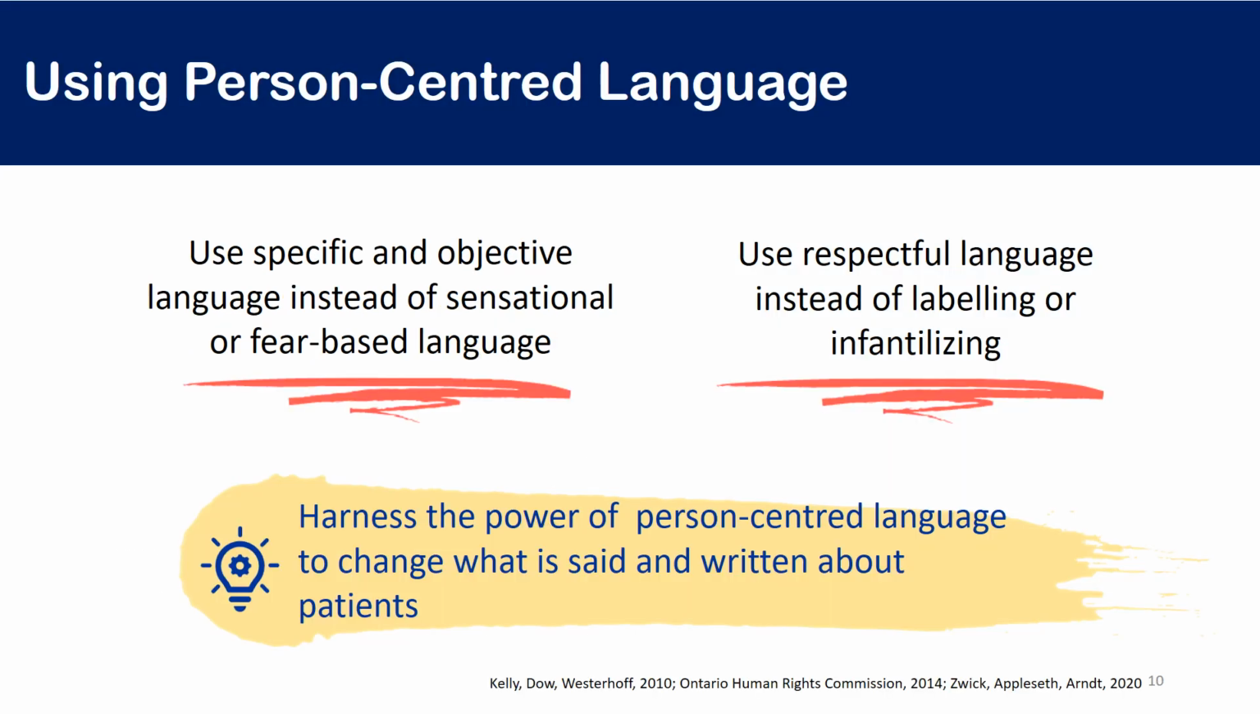So, what can we do? We can use person-centered language that is specific and objective language instead of sensational or fear-based language. We can avoid words that make it seem as if the patient is unpredictably volatile or a threat. We can be aware that some labels and language may induce explicit and/or implicit biases, and that language that belittles or blames the patient has negative impacts on the therapeutic relationship.